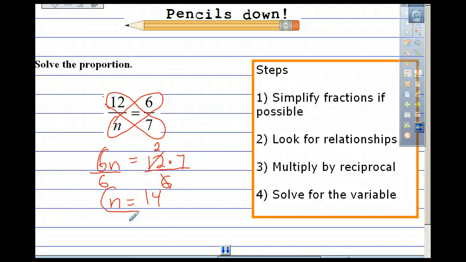So that's all you need to do for tonight. Okay, pretty straightforward, and finish your checks. Okay, cross, multiply, and divide.